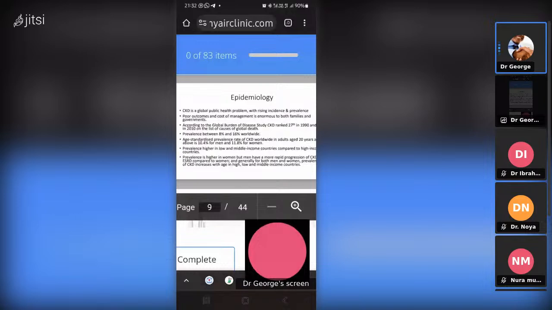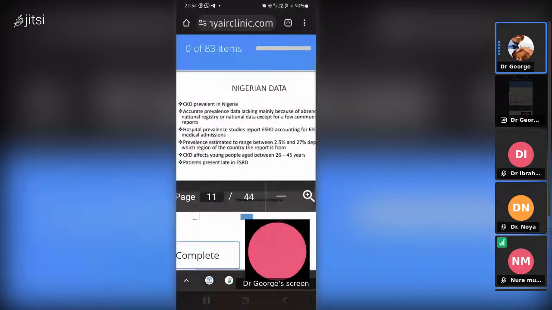So, data from Nigeria: reports put end-stage renal disease at between 6 to 12% of medical admissions in Nigeria. Prevalence is estimated to range from 2.5 to 27% depending on which region of the country. For young people, the age range is between 26 and 45 years. And one of the major factors too is that patients present late.